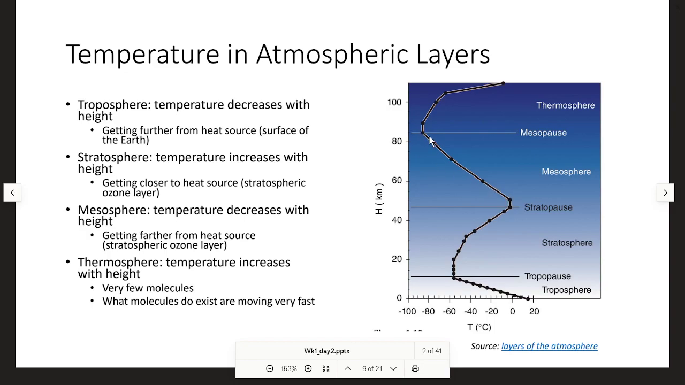And then you get to the mesopause, and then you have a lot of radiation coming into the thermosphere and hitting these particles, and it's absorbed as heat, but there's not all that many particles. So even though the temperature of these particles is increasing, there's just not that many particles out there. This is basically outer space, the thermosphere.